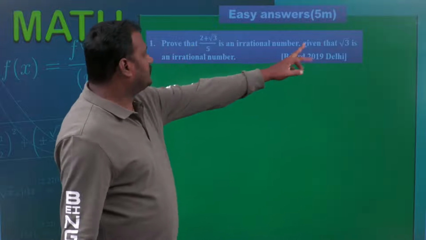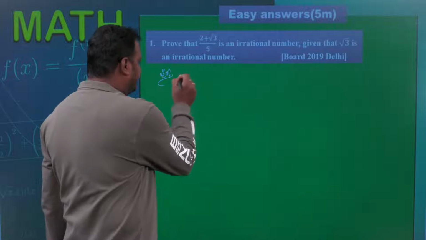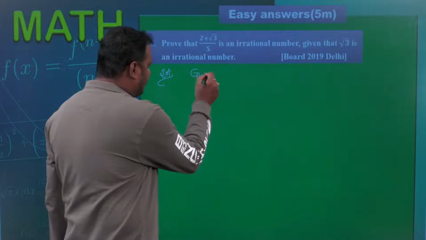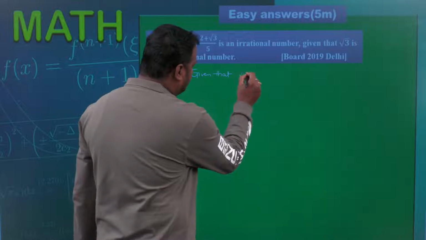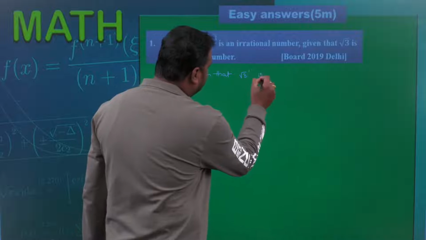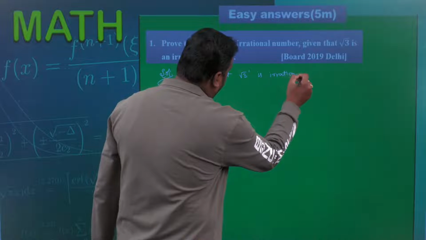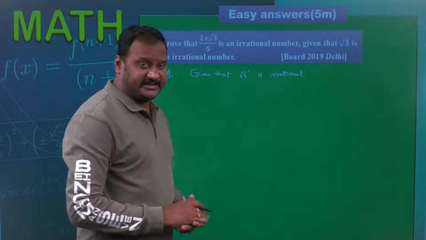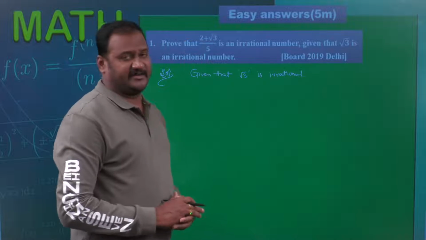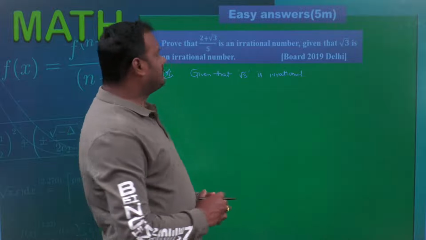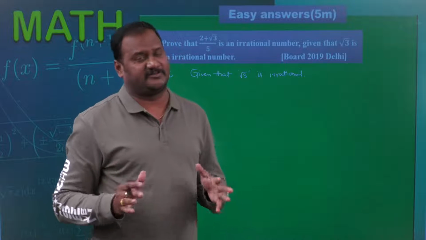Given that root 3 is an irrational number, so I am going to write what is given. Given that root 3 is irrational. Now you are going to prove (2 plus root 3) divided by 5 is irrational. In order to prove that it is irrational, let us go by indirect method of proof.